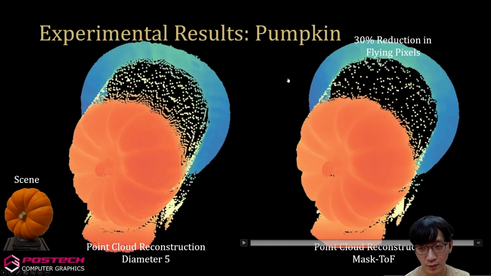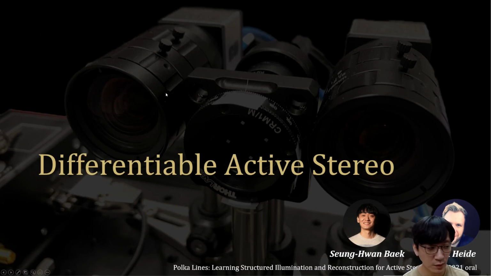And in total, we are able to reduce around 30% of the flying pixels. Okay, that was the first part of our talk.